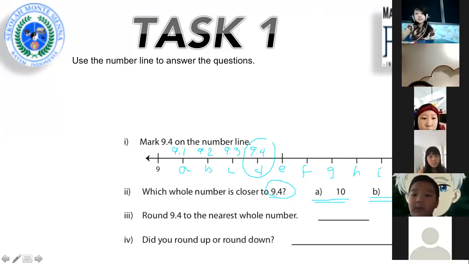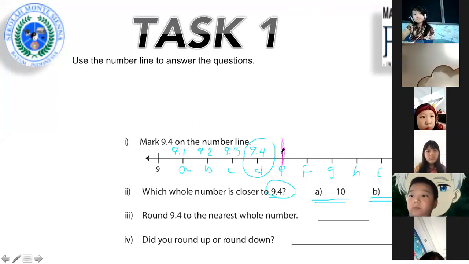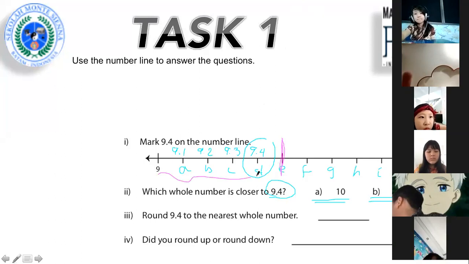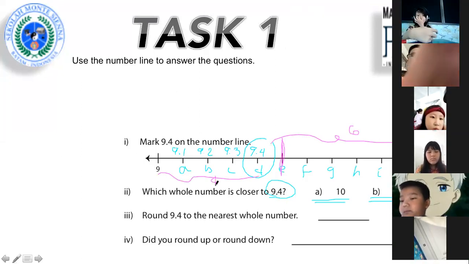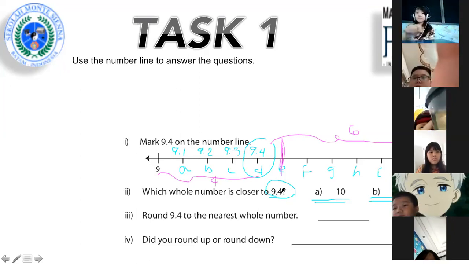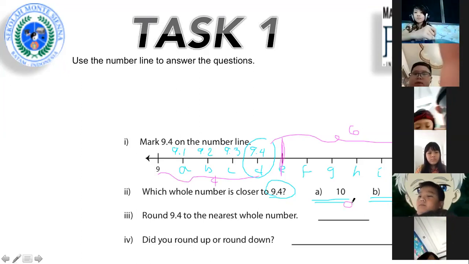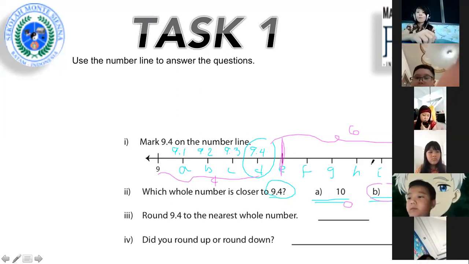Between 9 and 10, the middle letter is E. How far is 9.4 from 9? And then 9.4 to 10, the distance is 6. 9 to 9.4, the distance is 4. So, which whole number is closer to 9.4? The answer should be letter B, 9.